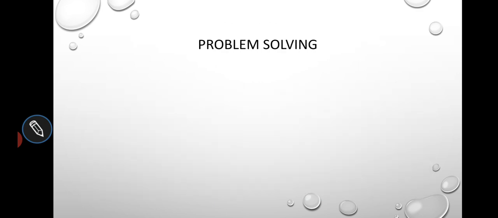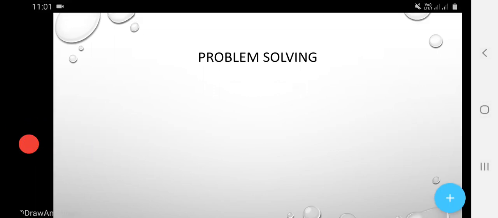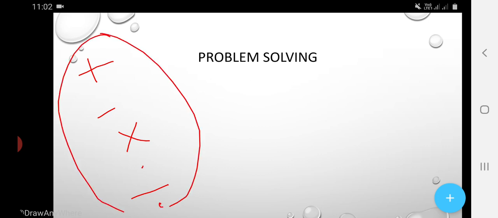Now we come to problem solving. So far we have seen simple addition and subtraction. Now I give you word problems. You have to read, understand what is being asked, and then perform the mathematical operations. Now what are the basic mathematical operations? The basic mathematical operations are plus, minus, multiplication and division. There are 4 basic mathematical operations.